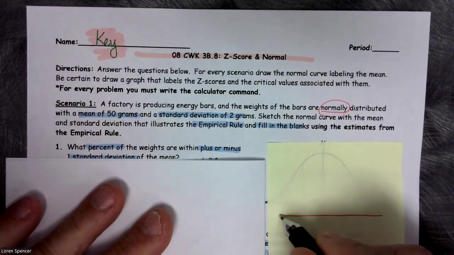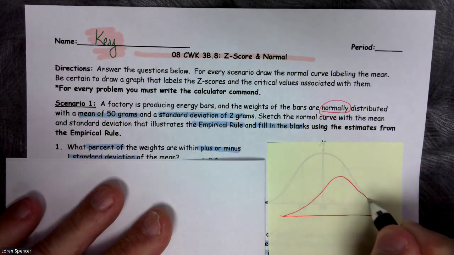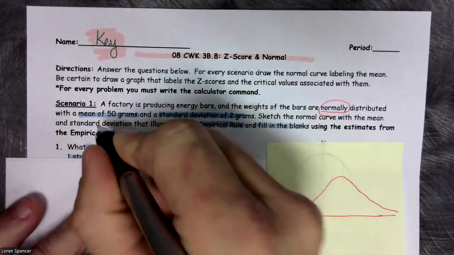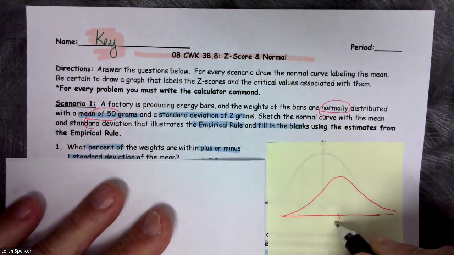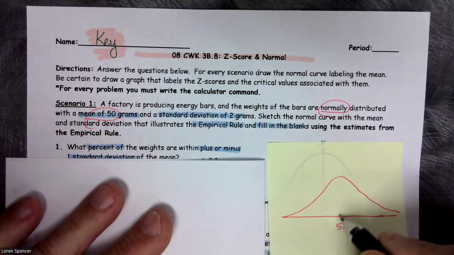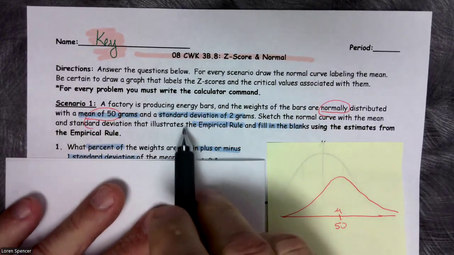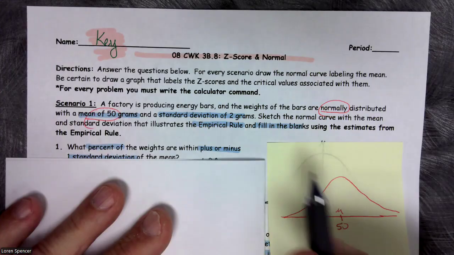All right, we have a normal curve, and they're telling me the mean is 50. Okay, that means we're centered on 50. I'll go ahead and label that mu for mean. And the standard deviation is 2 grams.